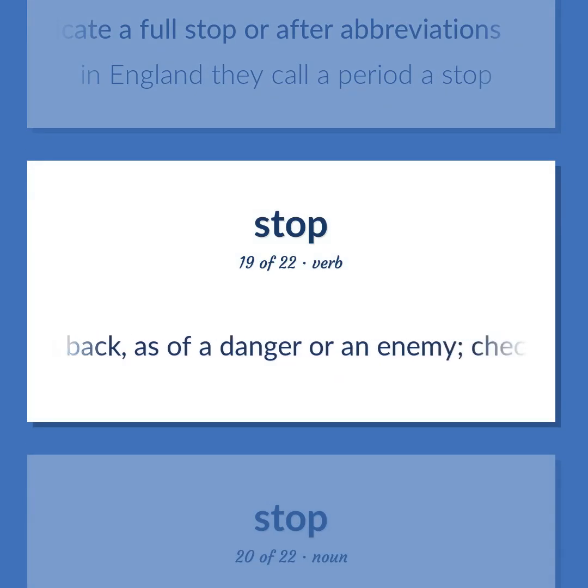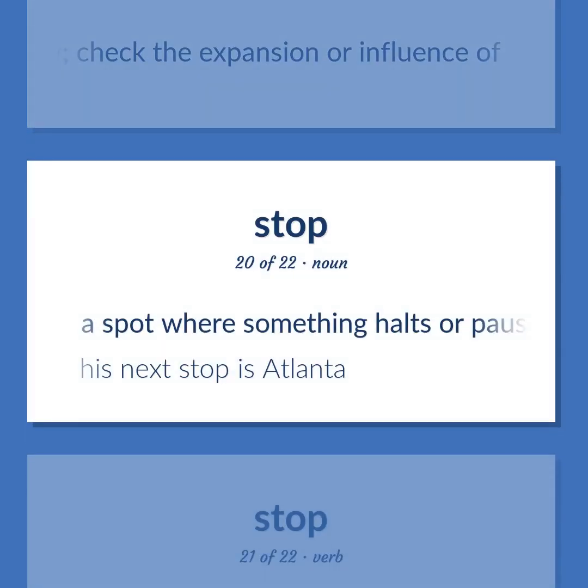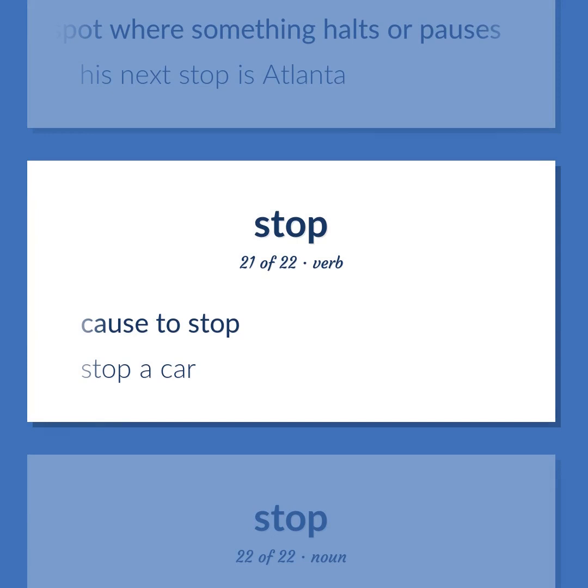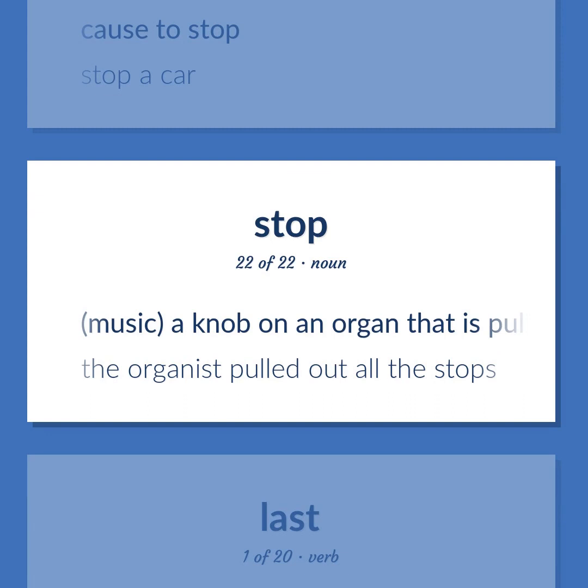Hold back, as of a danger or an enemy. Check the expansion or influence of. A spot where something halts or pauses. His next stop is Atlanta. Cause to stop. Stop a car. Music: a knob on an organ that is pulled to change the sound quality from the organ pipes. The organist pulled out all the stops.